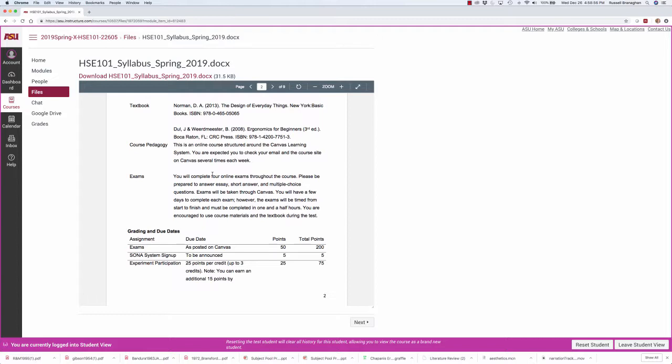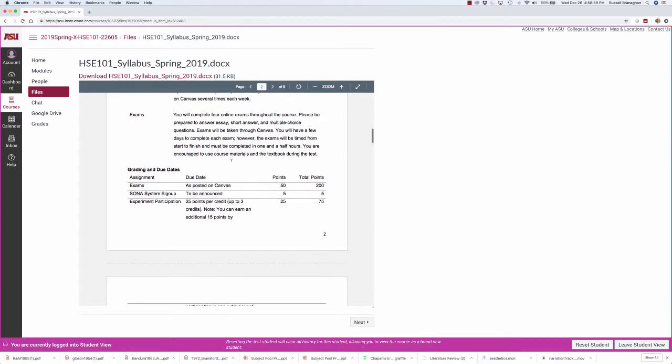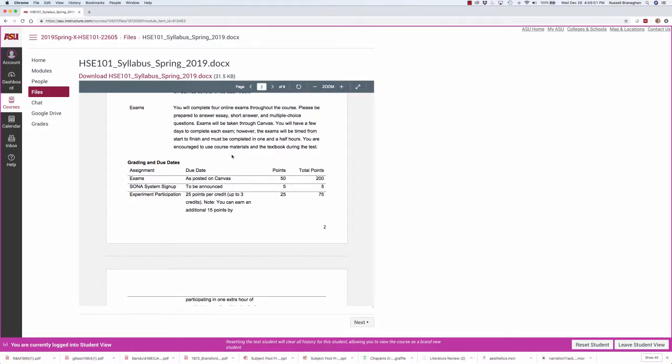There are actually 4 online exams. That's how we handle grading for the most part in this course. Please be prepared to answer essay, short answer, and multiple choice questions during these. They'll be taken through Canvas, so it'll be online. I'll usually give you a couple days in order to complete the exam. However, once you start the exam, you will have 90 minutes to finish it after that. So while you'll have a few days in order to figure out when to get started and so forth, once you start, you really have to do it in one sitting of about 90 minutes.